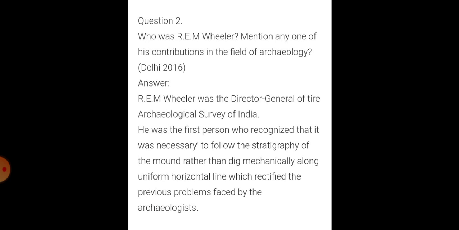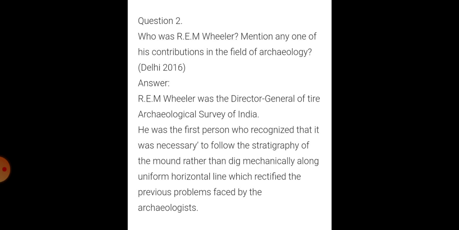Now move on to question number 2. Who was R.E.M. Wheeler? Mention any one of his contributions in the field of archaeology. This is much similar to question number 1, but in this we have to explain about Wheeler.